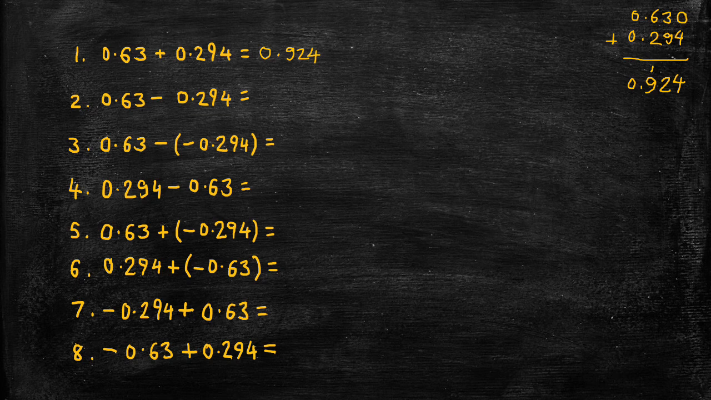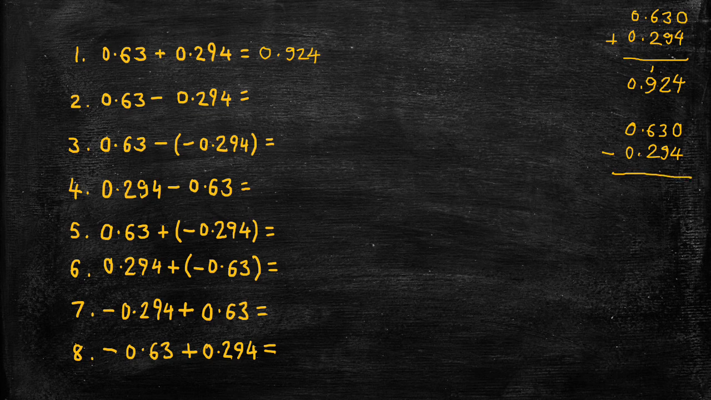Next, let's move on to 0.63 minus 0.294, and for that we need the standard subtraction algorithm. So I'll start the same way. I'll stack my numbers one above the other. This time I'm subtracting, and again I'll fill in any zeros to equalize the length of the two decimal numbers.